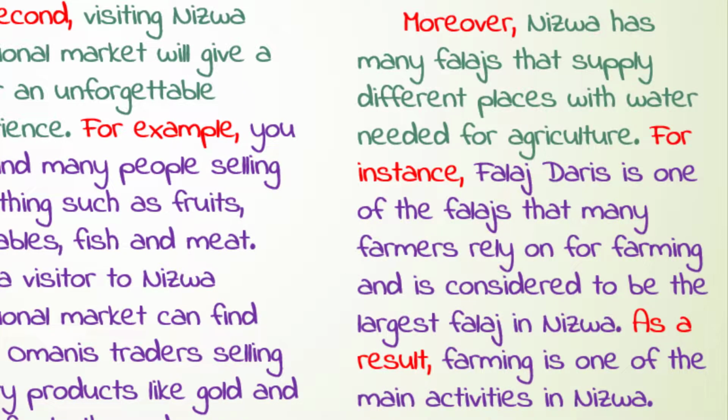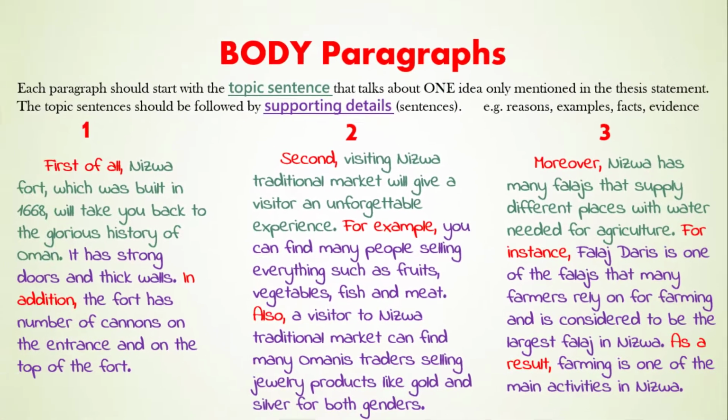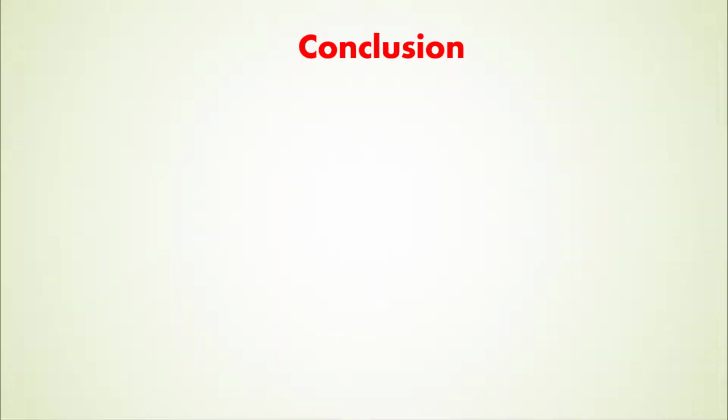And then in body paragraph 3, we have a paragraph which talks about villages. And here we are talking about Daris as an example, for instance. And we can see the topic sentence, the supporting details, and even the linking words. Then let's move to our conclusion.